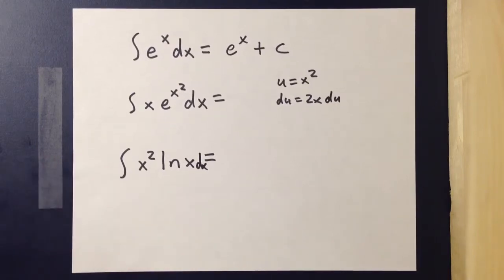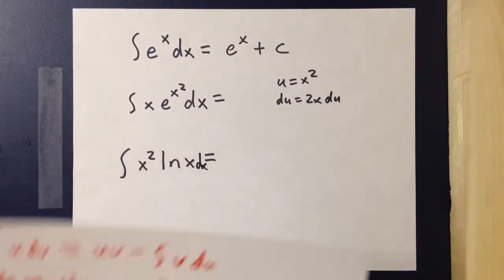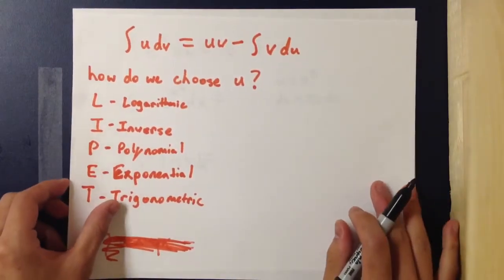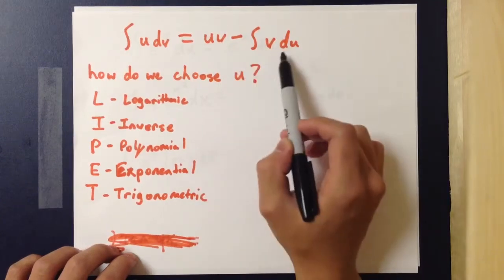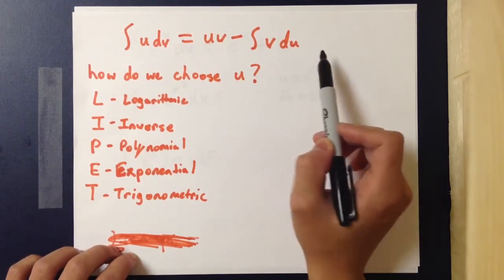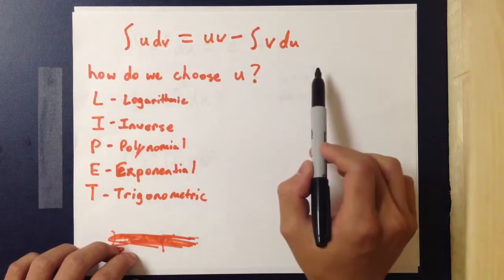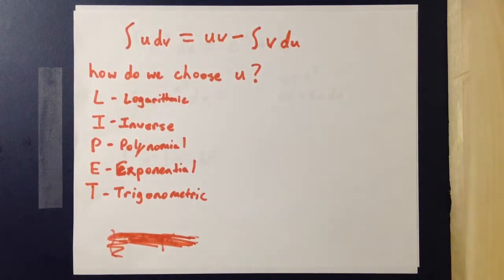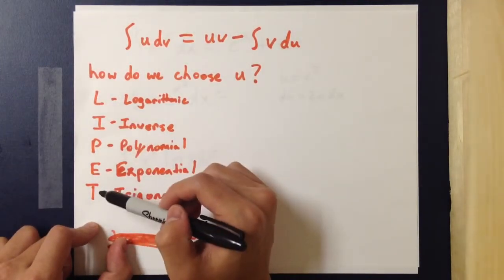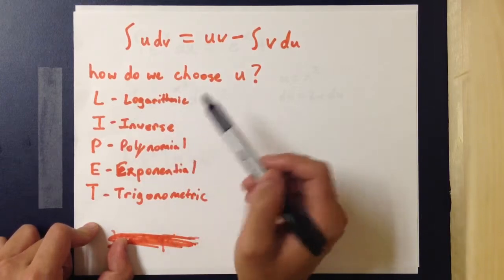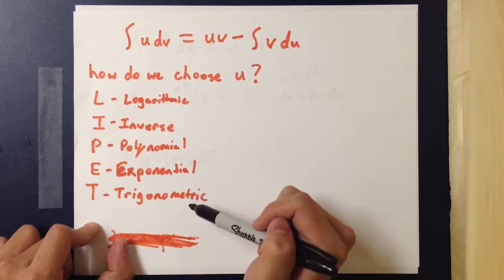Well, there's a method called integration by parts, and what that says is that the integral of u dv is equal to uv minus the integral of v du. So this seems a little bit overwhelming at first, but I'm going to try to run through it step by step. How do we choose u? Unlike u substitution, we choose u easily through an acronym called LIPET, L-I-P-E-T: logarithmic, inverse, polynomial, exponential, trigonometric.